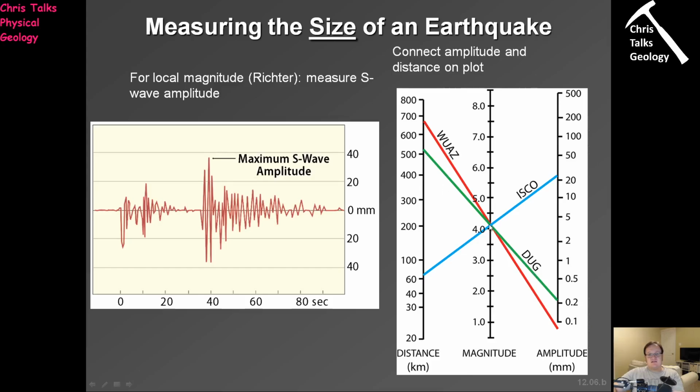And you'll notice that they all cross. And they cross at 4 magnitude. And so we would say that this earthquake had a magnitude of 4. And this is how we do it. It's really that straightforward.